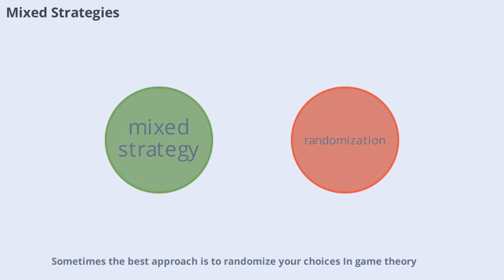Sometimes the best approach is to randomize your choices. In game theory, this is called a mixed strategy. Instead of always choosing the same action, players assign probabilities to different options. This can make it harder for opponents to predict your moves, especially in competitive environments like auctions or sports. Mixed strategies add complexity to economic models but can lead to more realistic predictions.